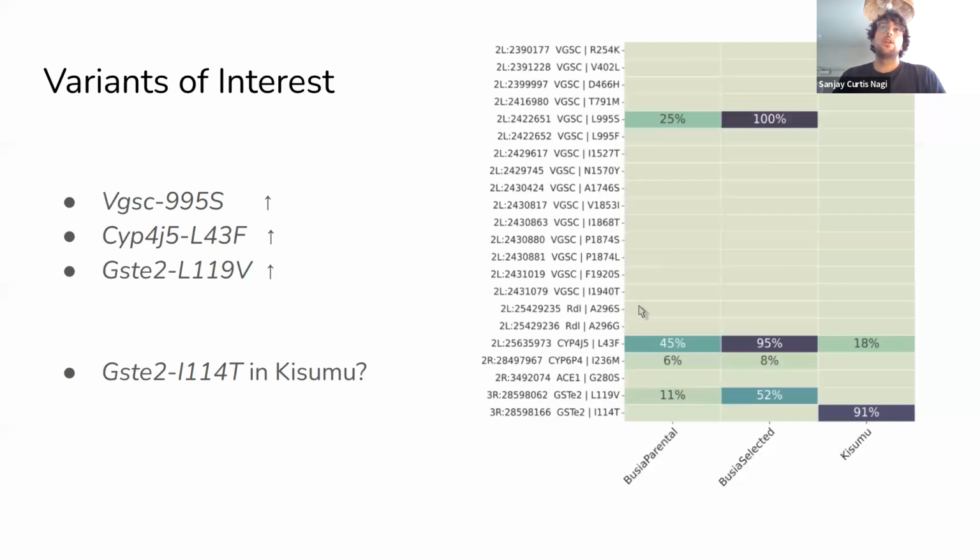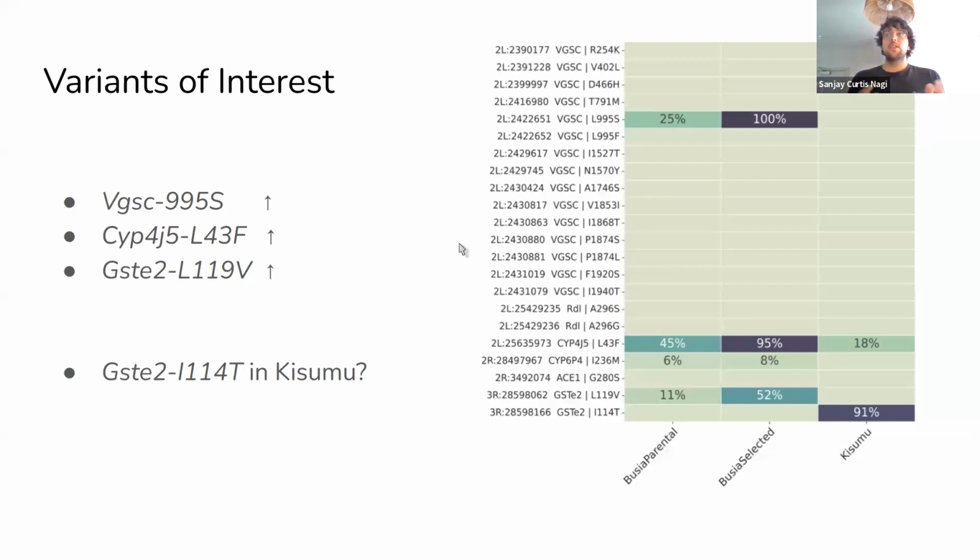We also found an increase in a marker called CYP4J5, the L43F mutation, which has been associated with pyrethroid resistance in Uganda in the past. So that was also a kind of confirmatory result. And we also saw a big increase in a marker in GST2, L119V. So GST2 is generally more associated with DDT resistance, but it potentially could cause pyrethroid resistance as well. We see a big increase in that marker.